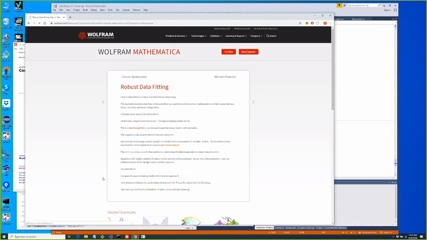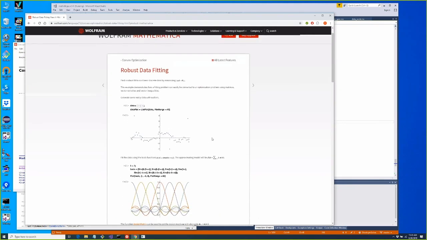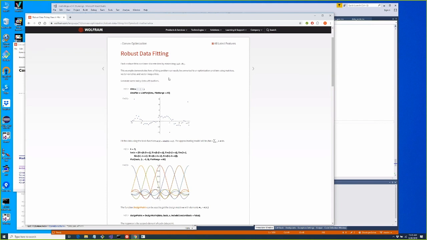So let's start with a nice, simple, understandable problem. The classic fit to data is to minimize the 2 norm of A x minus b. That's the classic least squares fitting.